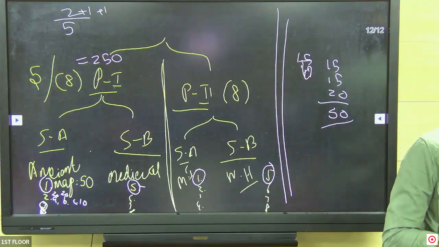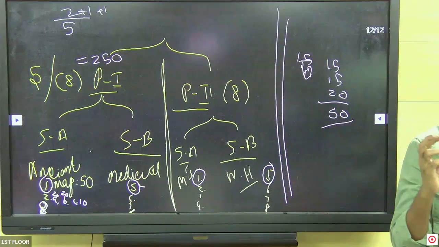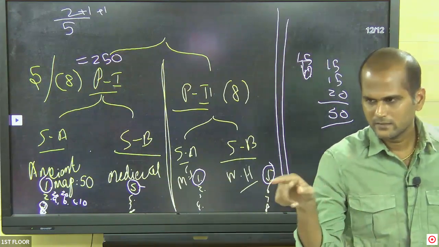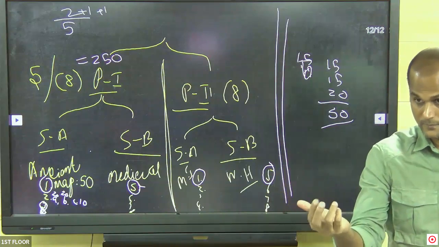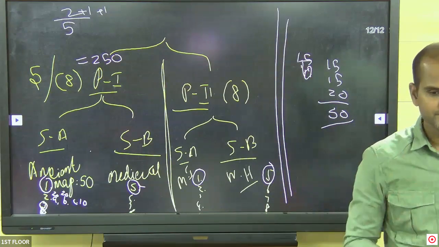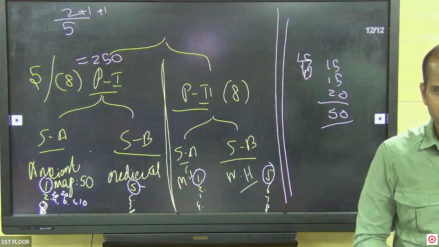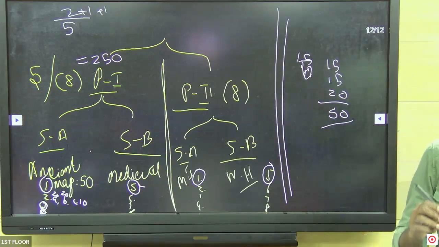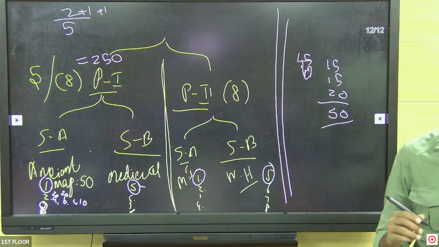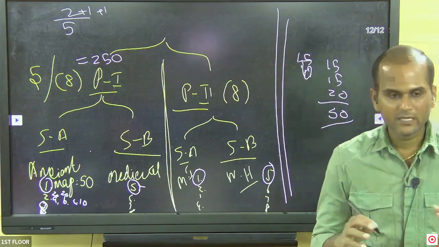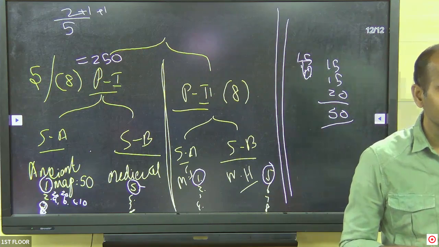Got it? This is how you have to manage the sub-maximum: a 10 mark question gets 2 pages. 15 mark, 3 pages. They will provide 15. 20 mark, 4 pages. They will provide that. But you need not fill up the entire thing.